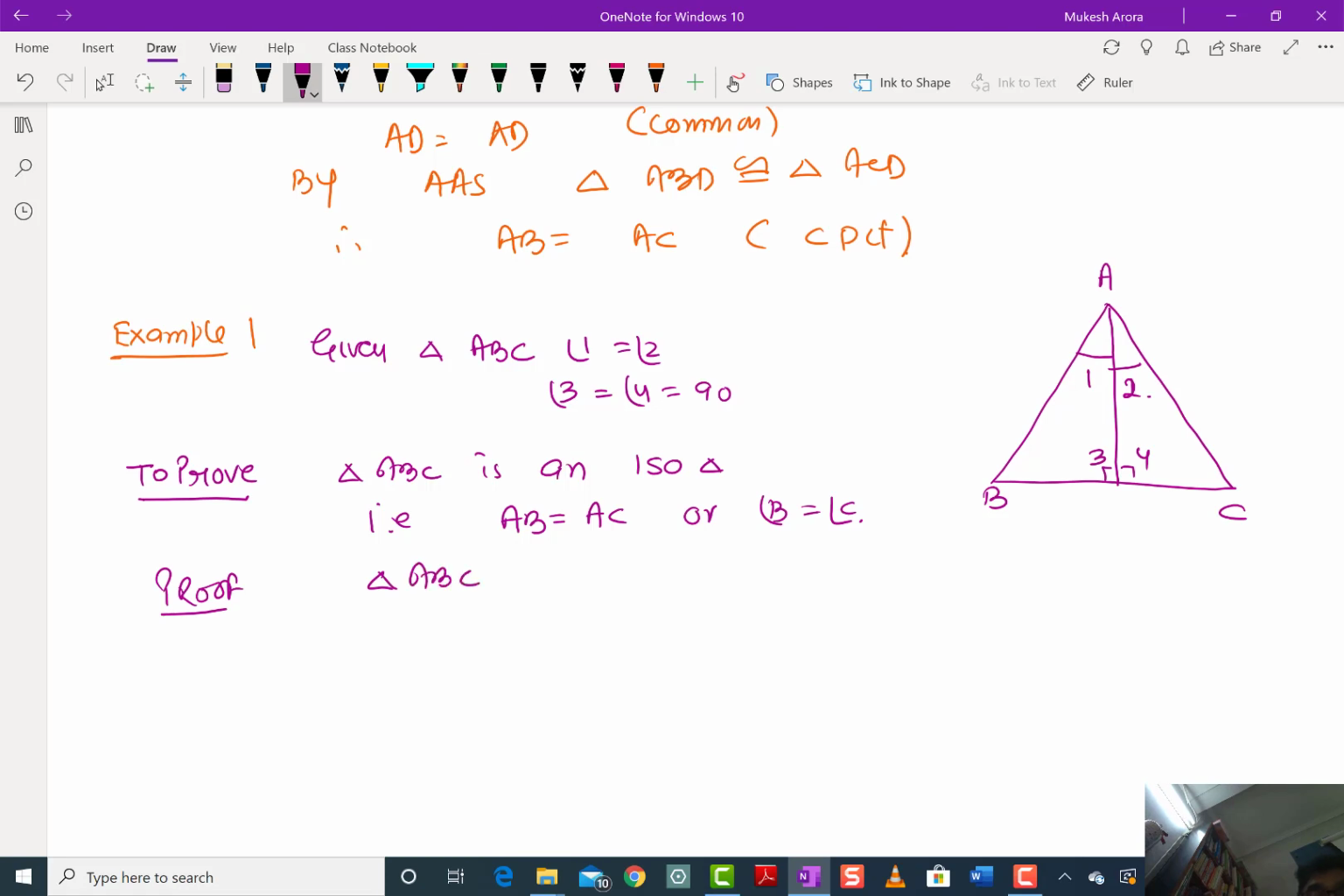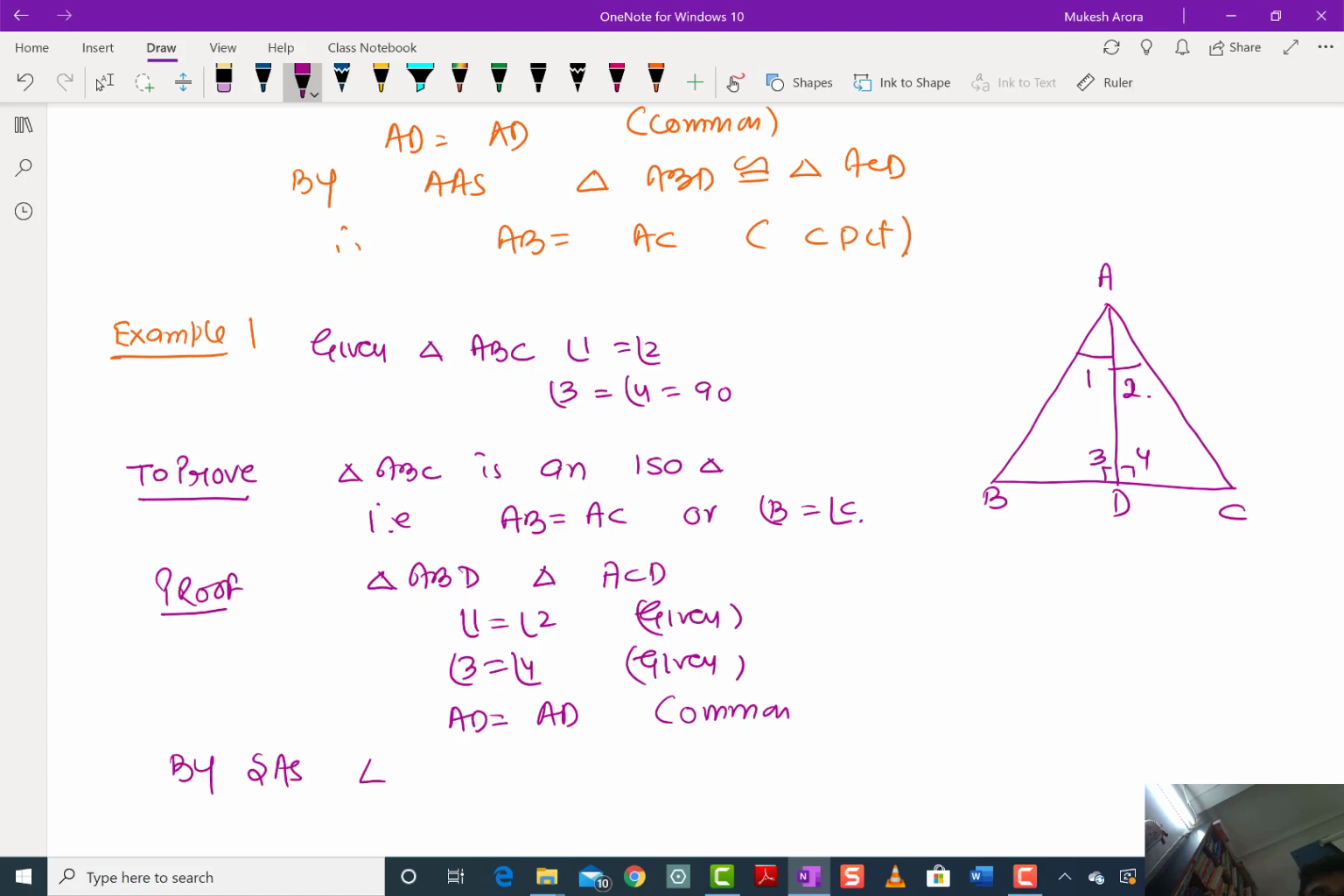Triangle ABD and triangle ACD. Angle 1 is equal to angle 2, given. Angle 3 is equal to angle 4, given. And AD is equal to AD. By SAS, triangle ABD is congruent to triangle ACD. Therefore, AB is equal to AC, CPCT.